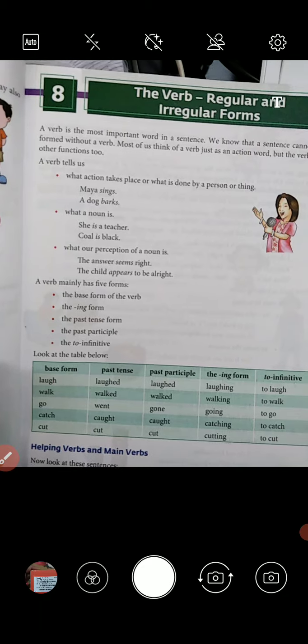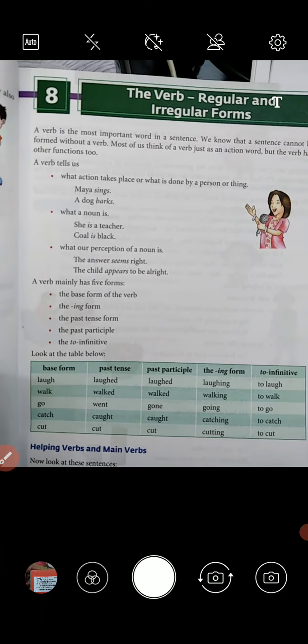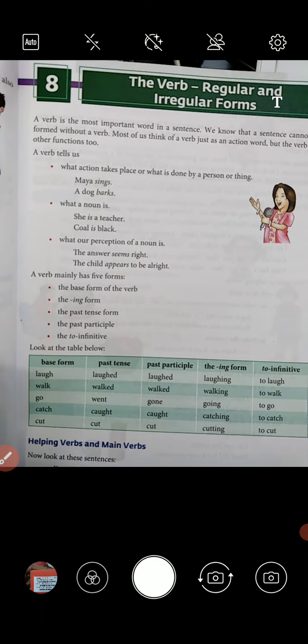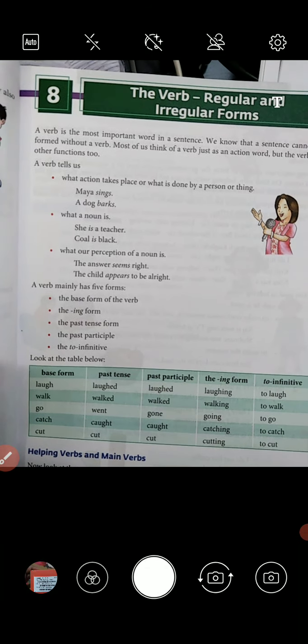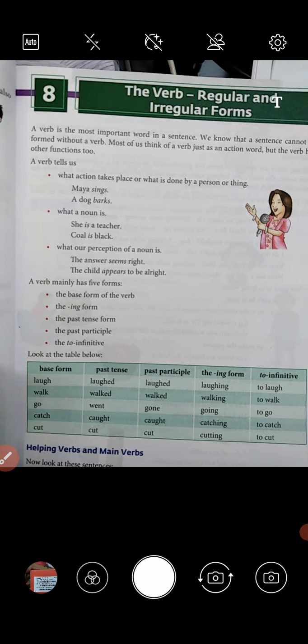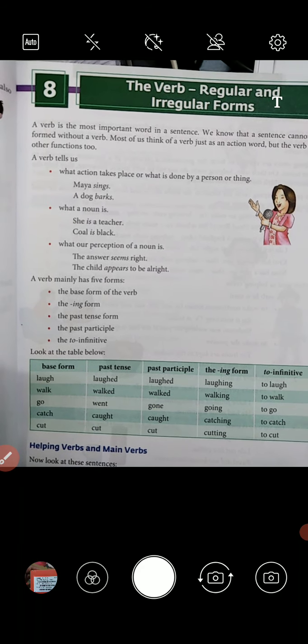Now the second sentence, cat is black. Now what is cat? The cat is black. It tells about its color. So is is the verb in this sentence.